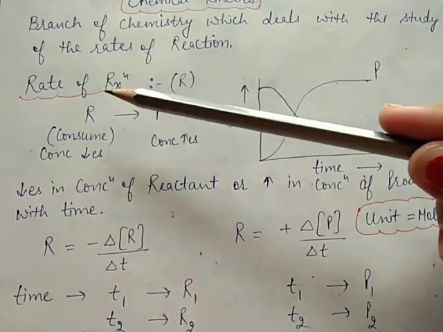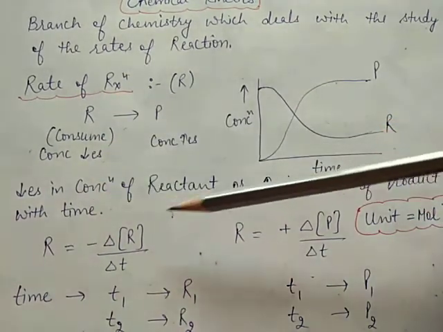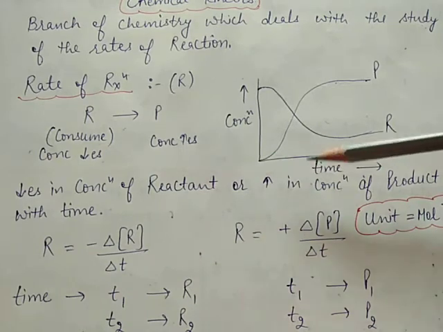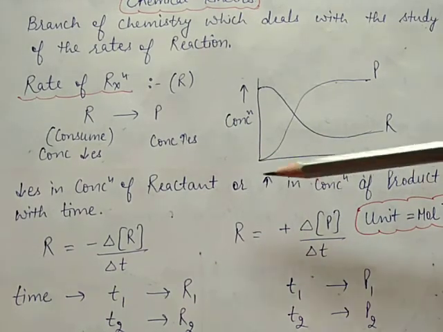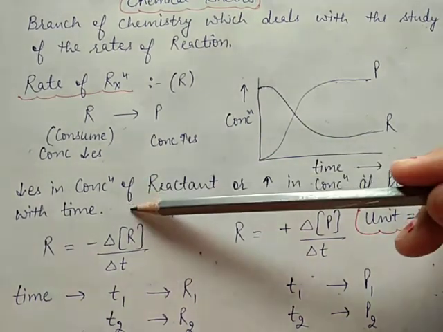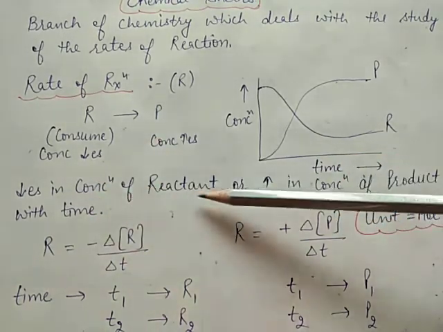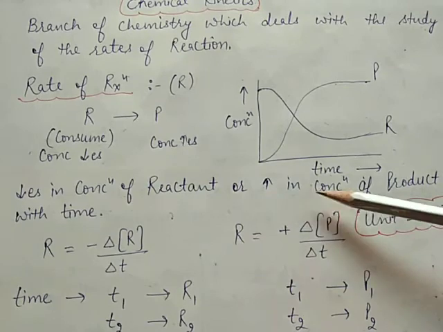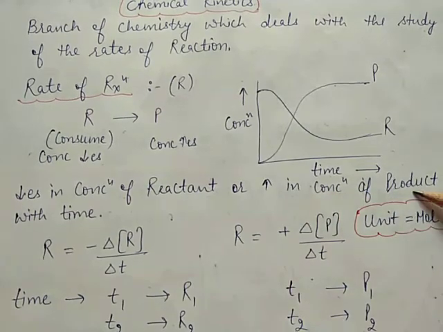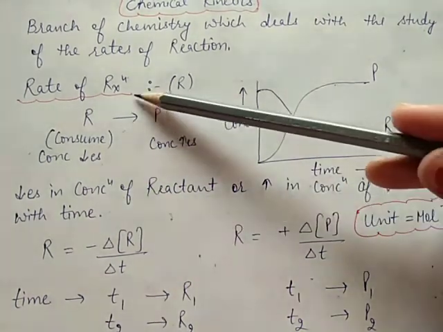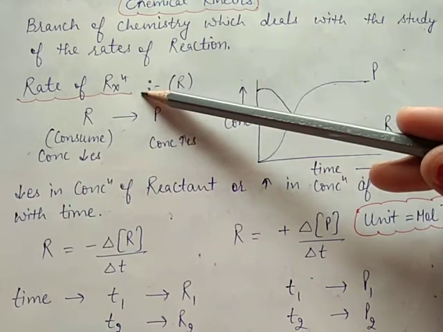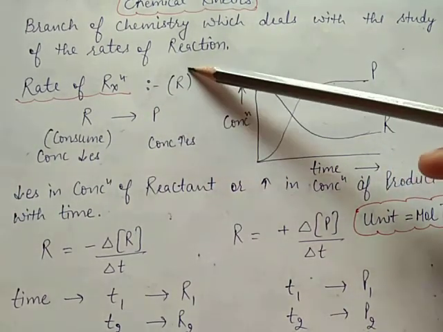It means the change in the concentration of reactant and product in a unit time, or you can say the decrease in the concentration of reactant or increase in the concentration of product with time. This is called the rate of reaction. It is denoted by R.